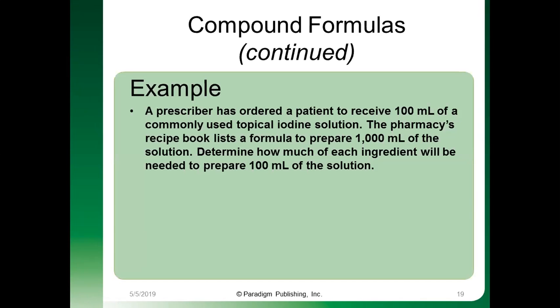So let's go. A prescriber has ordered a patient to receive 100 ml of commonly used topical iodine solution. The pharmacy recipe book lists a formula to prepare 1,000 ml of the solution. So determine how much of each ingredient would be needed to prepare 100 ml of solution. So here you're going from the recipe calling for a large amount, which is 1,000 ml, but you only need a smaller amount, which is 100. So you're going to have to divide.